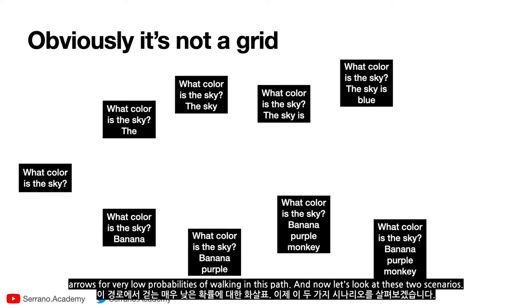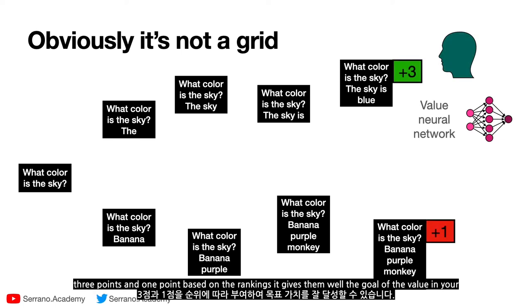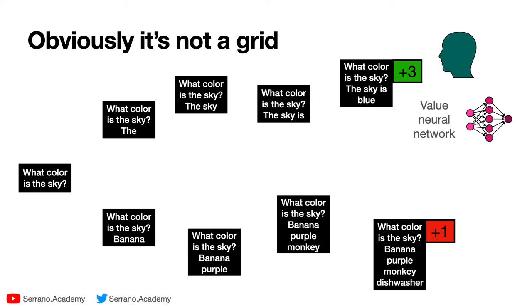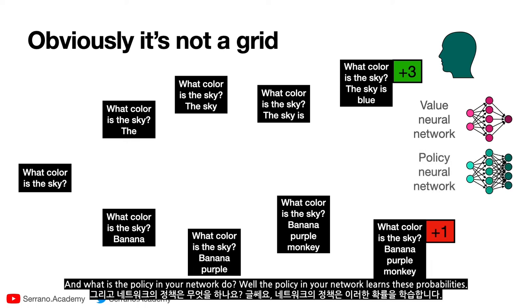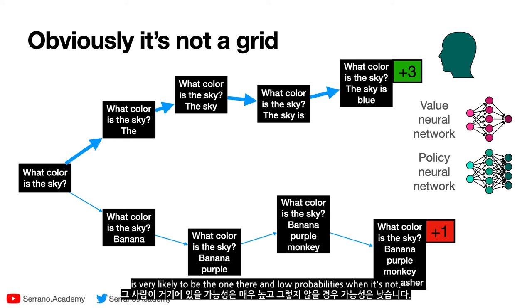And now, let's look at these 2 scenarios. What does the value neural network do? Well, since we have the human annotator giving these 3 points and 1 point based on the rankings, the goal of the value neural network is to learn the points that the human annotator will give to each one of the responses. And what does the policy neural network do? Well, the policy neural network learns these probabilities. In other words, it learns to give high probabilities when the next word is very likely to be the one there, and low probabilities when it's not.